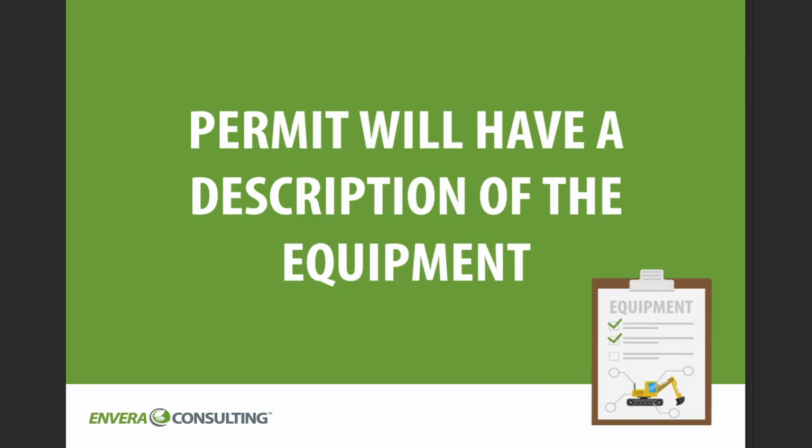Now, a permit will have a description on the face, and this description will be very specific as it will describe the piece of equipment, and it will also list the address of where this piece of equipment is located. Now, the important thing to note here is that permits are issued to a single piece of equipment at a single location having a single owner. And so if any of that changes, actually the permit becomes null and void, and that's very important to understand.